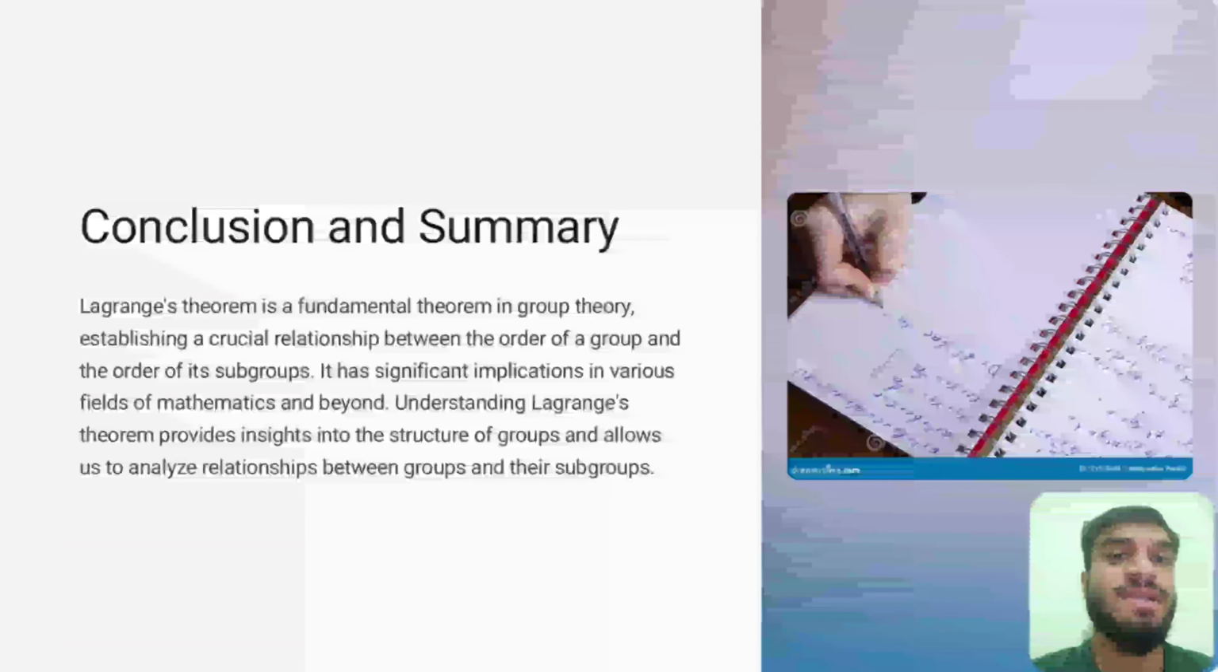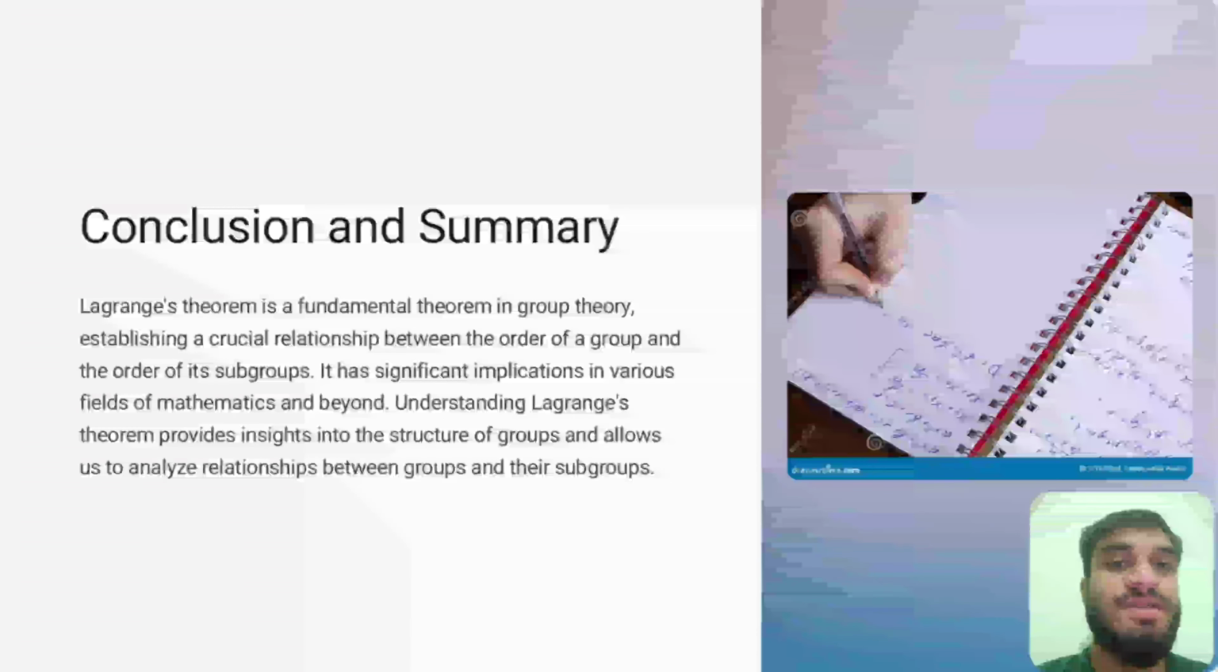Conclusion and summary. Lagrange's theorem is a fundamental theorem in group theory, establishing a crucial relationship between the order of a group and the order of subgroups. It has significant implications in various fields of mathematics and beyond. Understanding Lagrange's theorem provides insights into the structure of groups and allows us to analyze the relationship between groups and their subgroups.